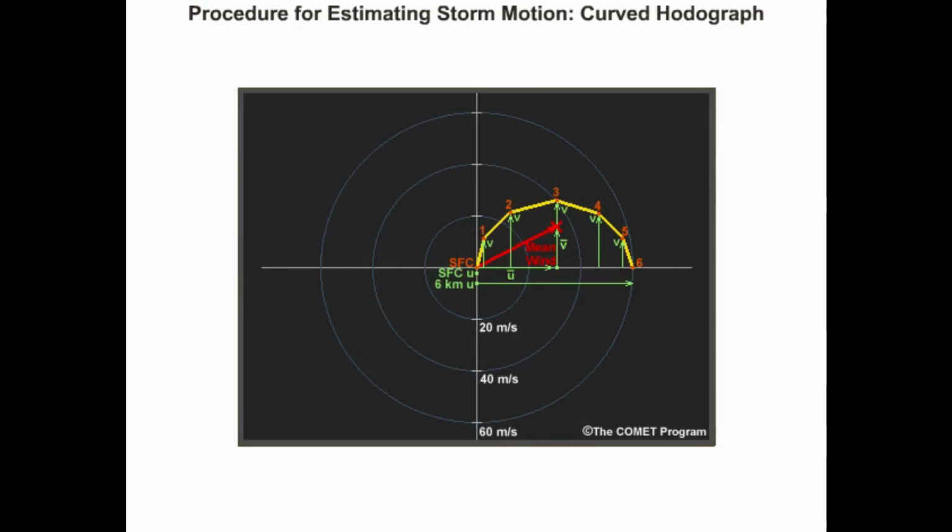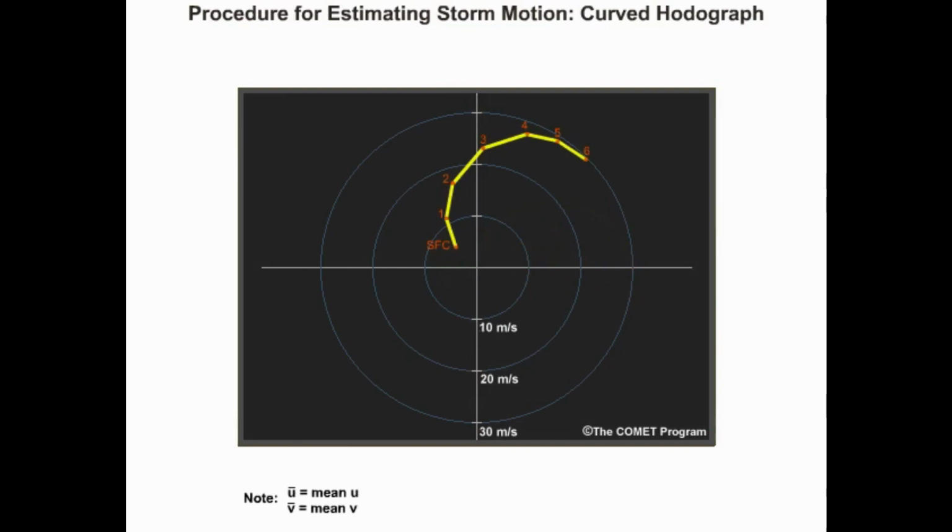To illustrate how we estimate mean wind using a hodograph, let's return to our curved hodograph example. First, you can see that each point on the hodograph has u and v components. To estimate the mean u component, we average just the surface and 6 kilometer winds. This assumes a fairly equal spacing of the winds along the hodograph, but it is adequate as a rough estimate. Then we estimate the average v components of the winds at all levels. By adding the mean u and v vectors, we arrive at a good estimate of the mean wind.